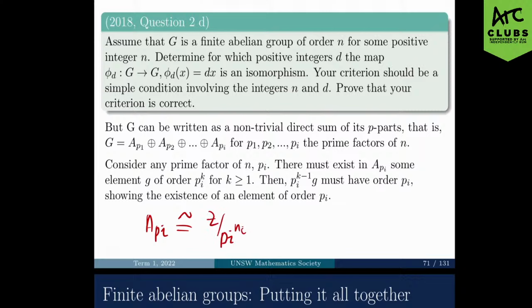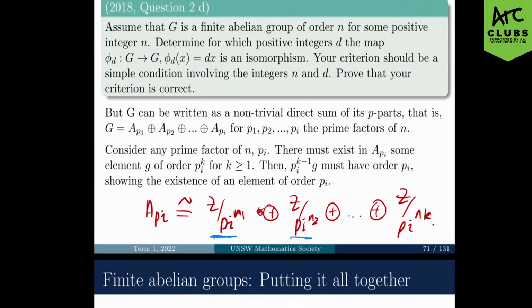So we've got Z on p_i to the power of n_1, plus Z on p_i to the power of n_2, all the way down to Z on p_i to the power of n_k. Remember that from before, it's isomorphic to this direct sum. So when we think about it, we've got to have some element that has order p_i. Let's take, for example, Z on p_i to the power of 1. Well, this is actually equal to 0, 1, all the way down to p_i to the power of n_i.